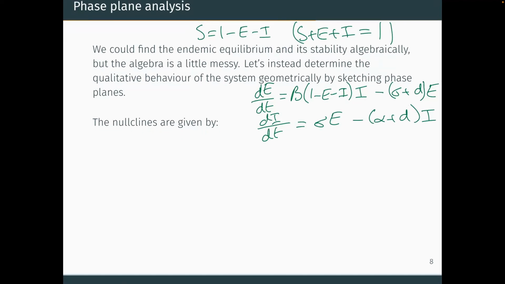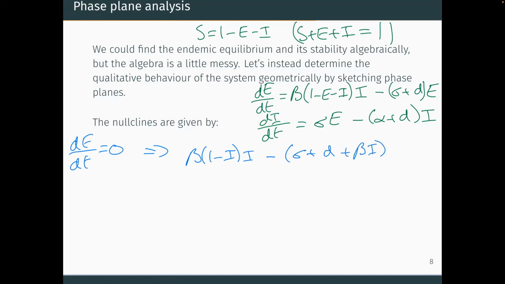Okay, so this is just a two-dimensional model, right? So we can think about our null lines and sketch a phase plane just as we did before. So let's think about our null lines. Let's think about dE/dt being equal to 0. Well, we can write this as beta times 1 minus I times I minus sigma plus D plus beta I, all in brackets, times E being equal to 0. In other words, we can rearrange this that E is equal to beta times 1 minus I times I over sigma plus D plus beta I. Okay, so this is my null line, or null lines, if possible, must satisfy this equation here.